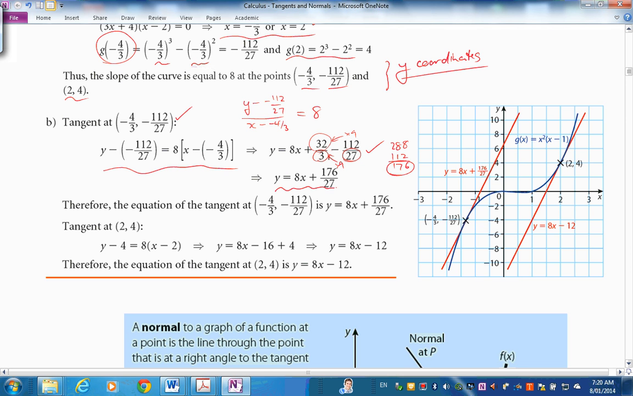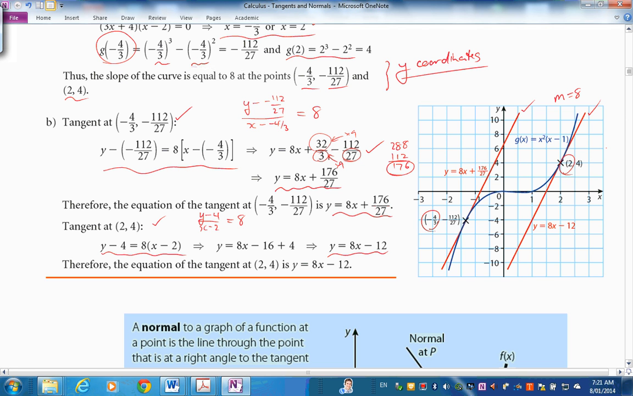Pretty unwieldy looking tangent. There it is there, tangent at 2, 4, y take 4 over x take 2 is again 8. They were parallel. Then multiplying across, you have this, and there we have our tangent. And if you drew them, here it is here. They both had slope of 8, that was correct, so they're parallel, and one was at -4 thirds over there, and the other one was at 2, and they are parallel.